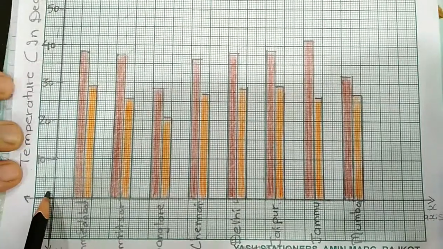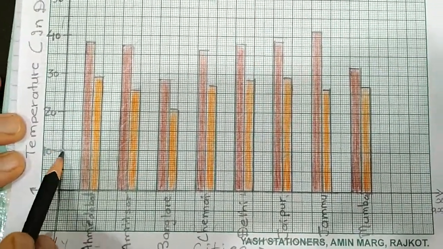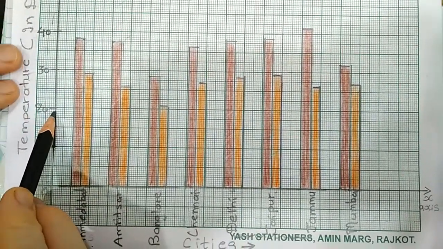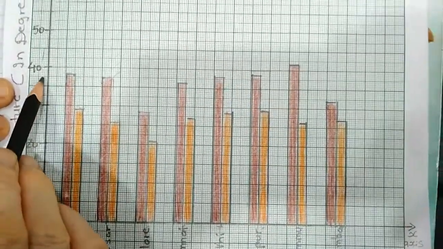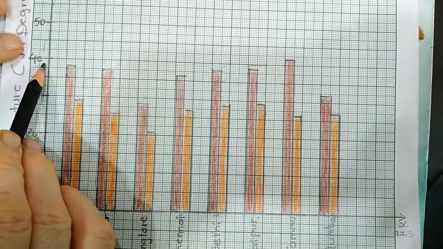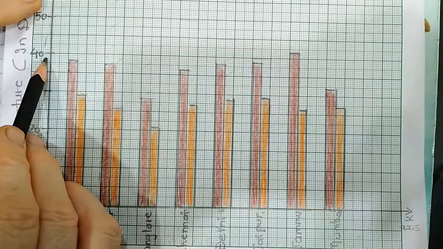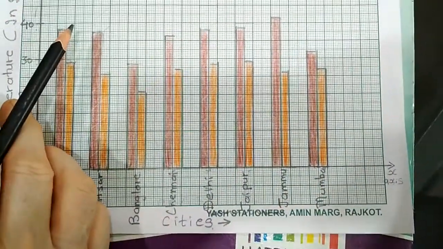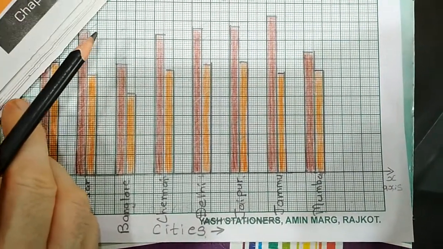So here we take 2 centimeters, that is 2 units, as 10 degrees Celsius. Again 2 units, we will take 20 degrees Celsius. Again 2 you leave and then 30. Again 2 leave and then 40. And let us take 50 also, because it is more than 40 degrees. We have to take it. So here 50.